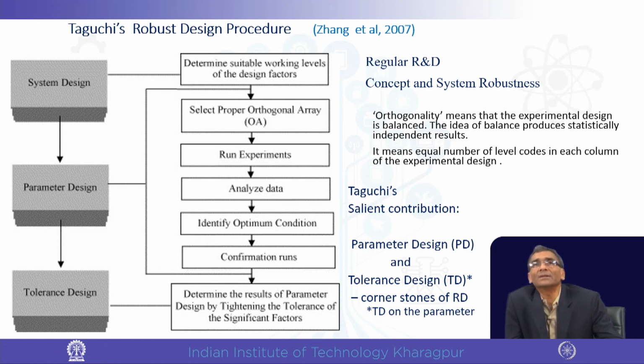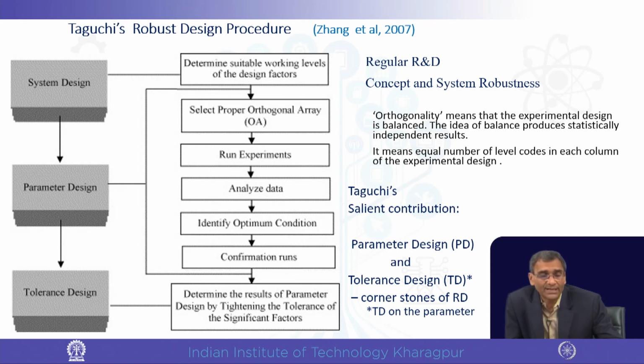First is system level, then parameter design, then tolerance design. And here orthogonality means that the experimental design is balanced. I will show you what is called balanced, but now you see under the parameter design, as I said, it is the selection of the orthogonal array table, that is L8 or L9 or L27 or whatever.